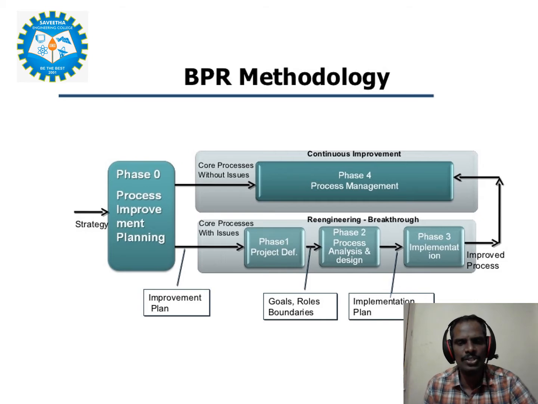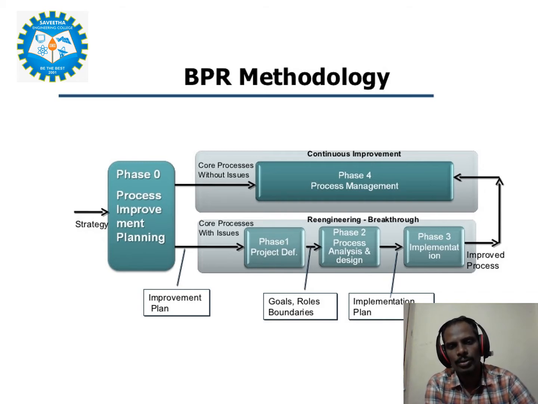This is the methodology used for the various phases of BPR. The first stage is the process improvement or planning stage, where we move on to the core process with issues, and those issues are identified. Based on that the improvement plan should be taken, and it will be rectified from the project definition section, phase 1.